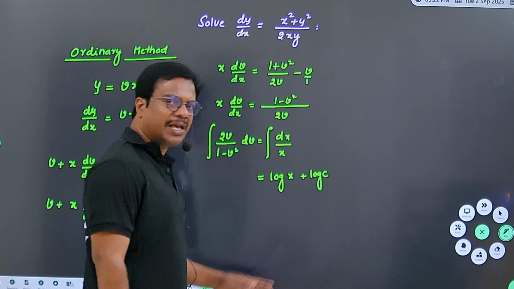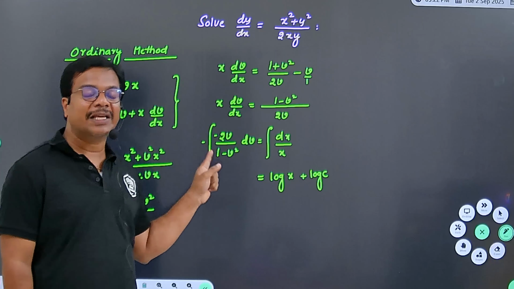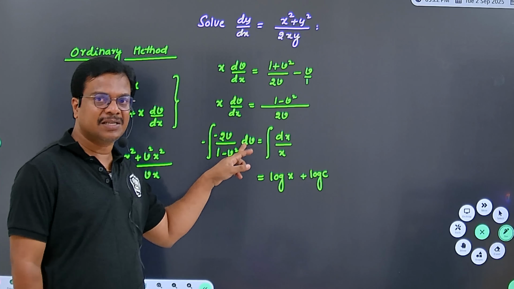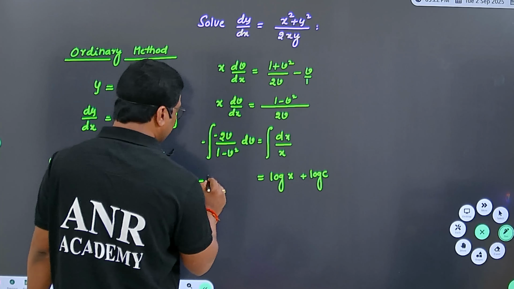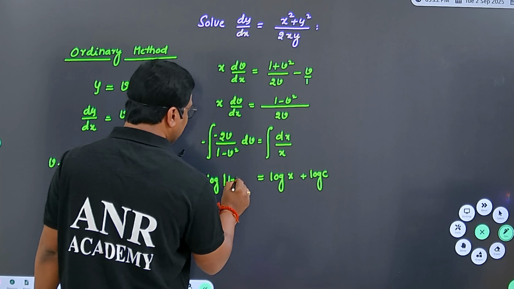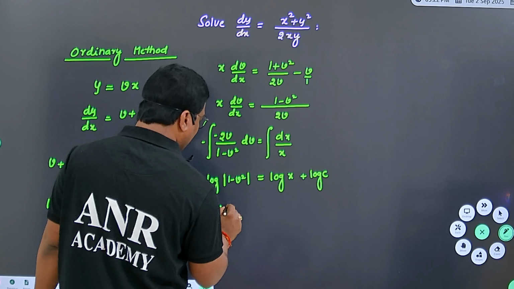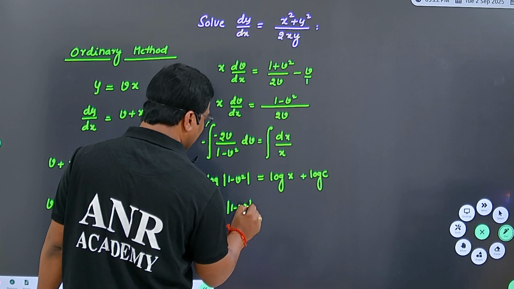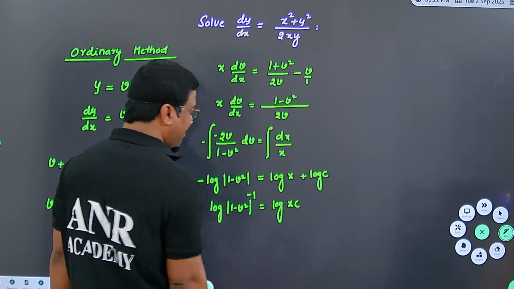Now in the left part, if I adjust the minus sign here and here, it is a function of the form f dash x by f of x. We know that integral f dash x by f of x dx is log modulus f of x. So minus sign outside, log modulus of the denominator part, I can write log of mod (1 minus v square) power minus 1 equal to log xc.